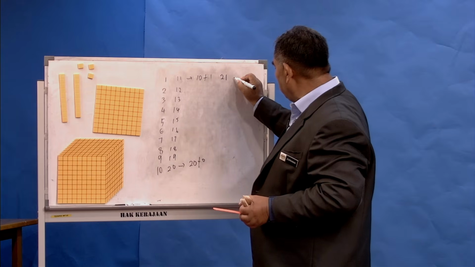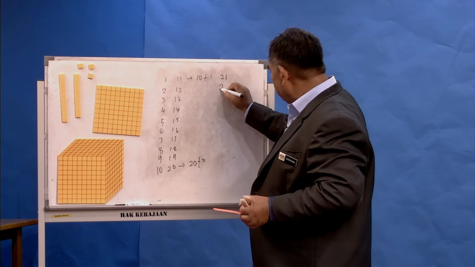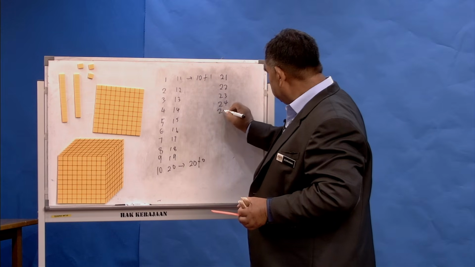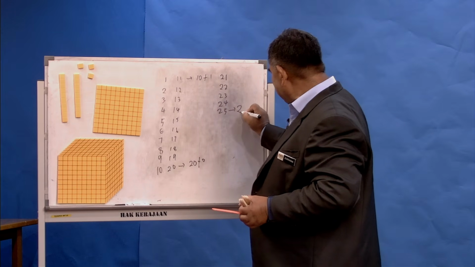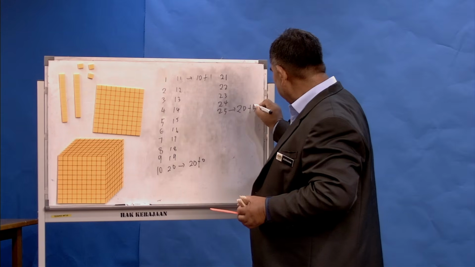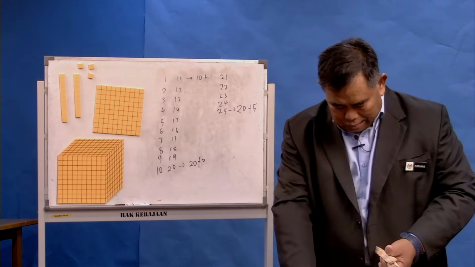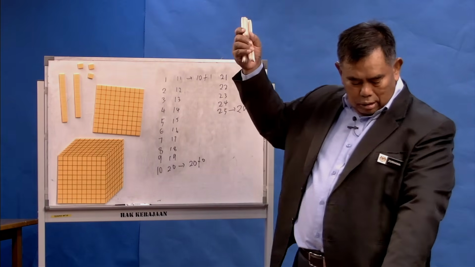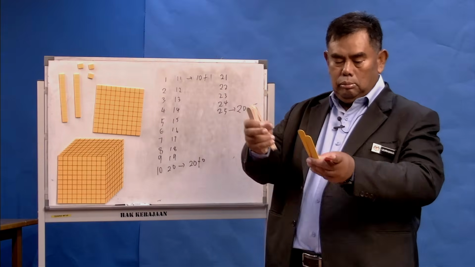What is the meaning of 21? I have 22, 23, 24, 25. This means 20 plus 5. Okay, I have 2 tens and 5 sticks here.